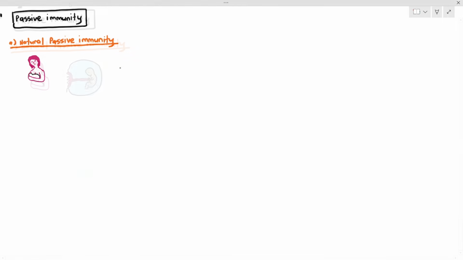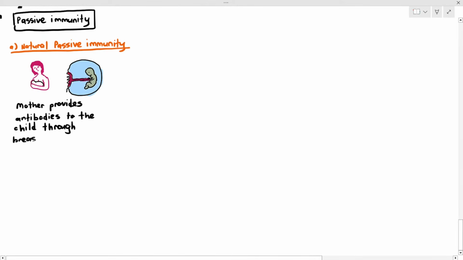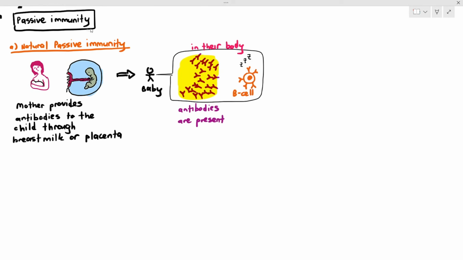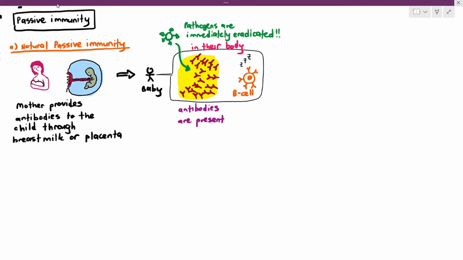So coming back to natural passive immunity, the mother provides antibodies to the child through the breast milk or placenta, and the baby, for example the newborn baby or the toddler, will have antibodies in their body. Look at the antibodies. It's already present, as I've highlighted over there. So if the pathogen tries to enter the body, the pathogens are immediately eradicated because those antibodies can bind to the antigens.